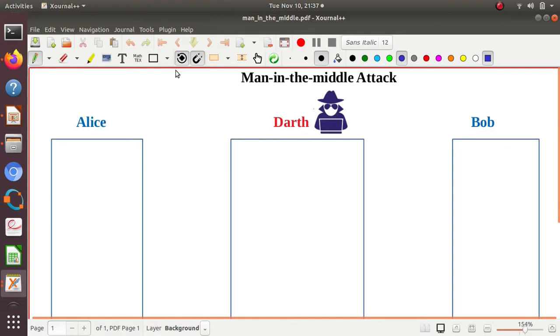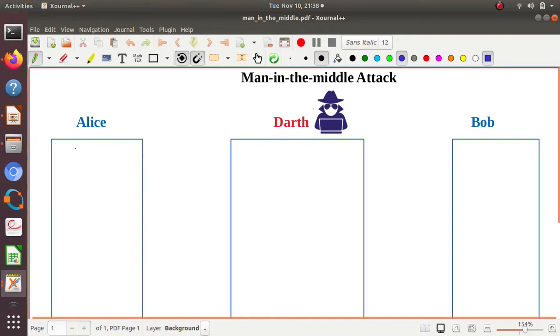Next we can discuss the man-in-the-middle attack in the case of Diffie-Hellman key exchange. So suppose Alice wants to communicate with Bob by using symmetric key encryption. For that purpose, Alice wants to exchange a shared secret key with Bob. So how to exchange that shared secret key between Alice and Bob? Then assume that Darth is the attacker in between Alice and Bob.